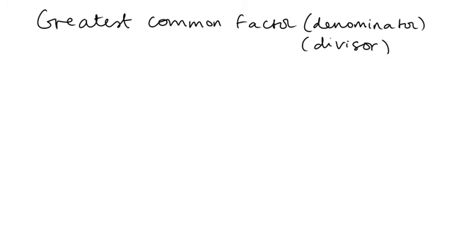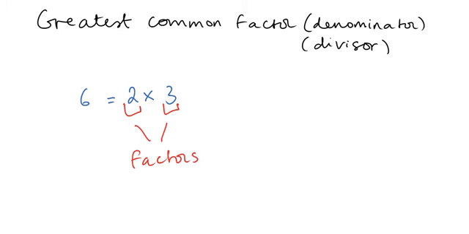Before we look at what the greatest common factor is, let's first understand what a factor is. Factors are numbers that we can multiply together to get another number. For example, if we take the number 6, then 2 times 3 is equal to 6. Therefore, 2 and 3 are factors because we can multiply them together to get 6.